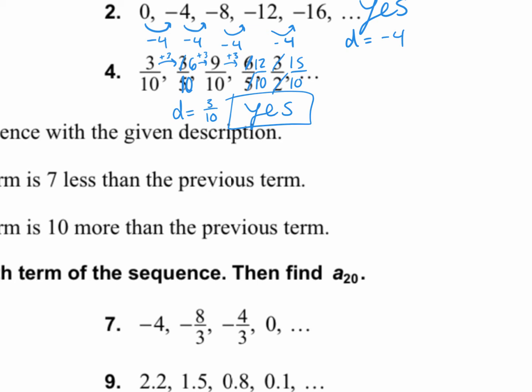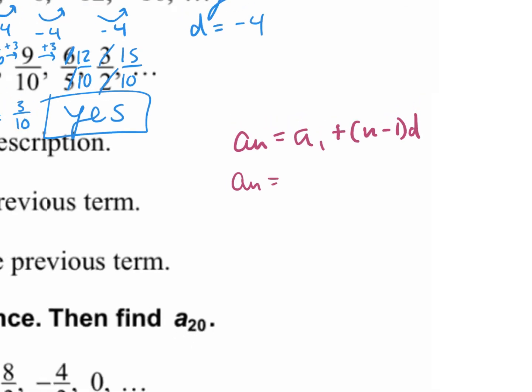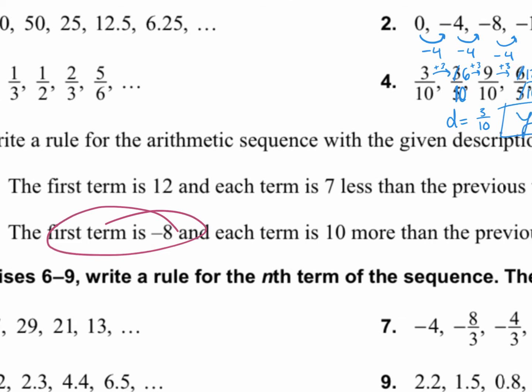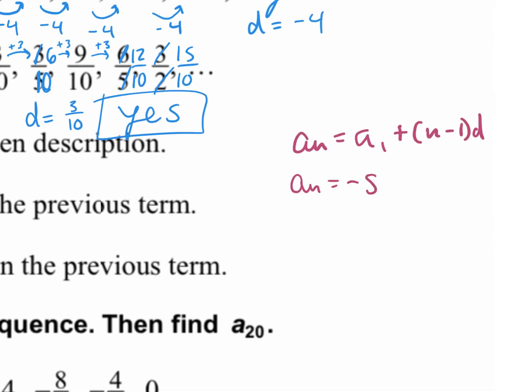So we have to write a rule for the arithmetic sequence with the given description. To come up with our rule, we have a sub n is equal to a sub 1 plus n minus 1 times d. So a sub n is equal to, what's our first term for b? First term. Negative 8. Plus n minus 1. What's our common difference? 10.